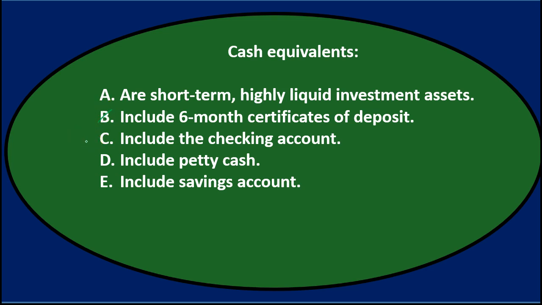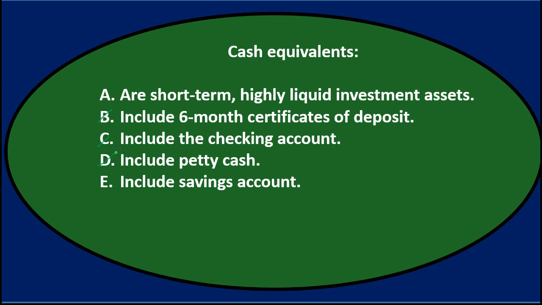C says includes the checking account. Now, the checking account is basically cash. It's not a cash equivalent, which would be some type of investment which is very liquid, but not cash. So it's not the checking account. Petty cash, also cash. That's going to be cash, not a cash equivalent. They could be grouped together on the balance sheet as cash and cash equivalents, but this would be a cash and not a cash equivalent.